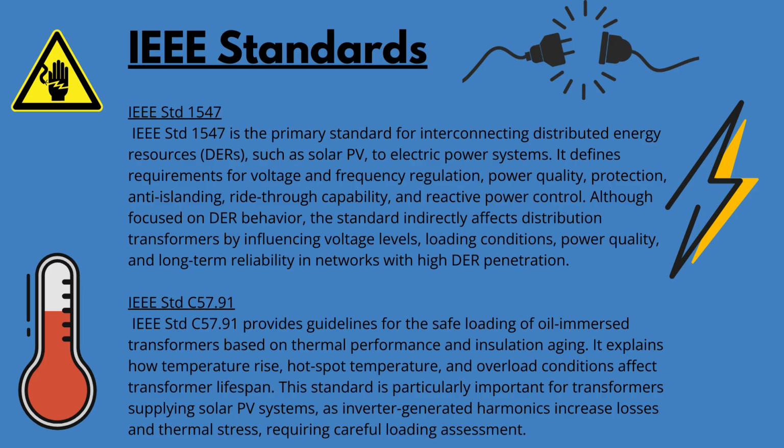IEEE Standard C57.91. IEEE Standard C57.91 provides guidelines for safe loading of oil-immersed transformers based on thermal limits and insulation aging. It explains the impact of temperature rise and overload on transformers' lifespan and is especially important for PV application where inverter-generated harmonics increase losses and thermal stress.